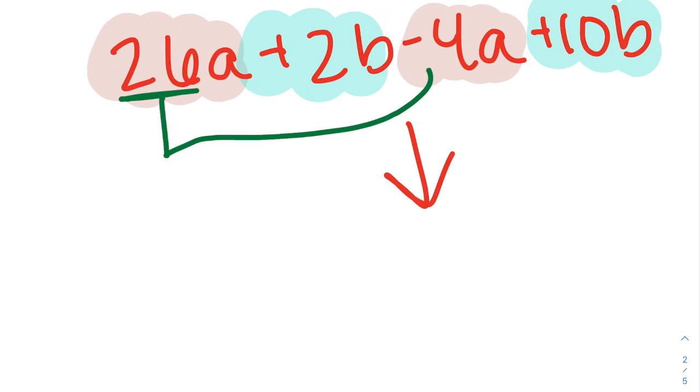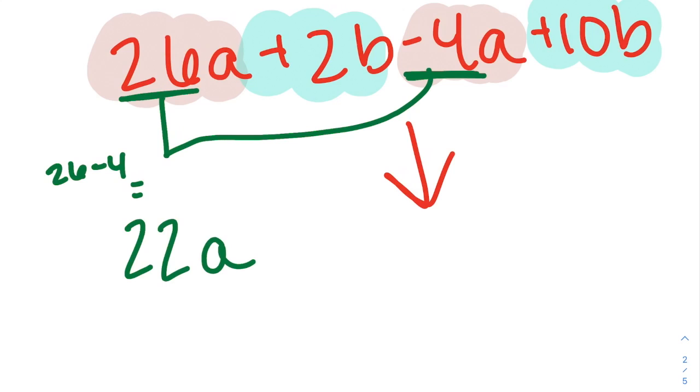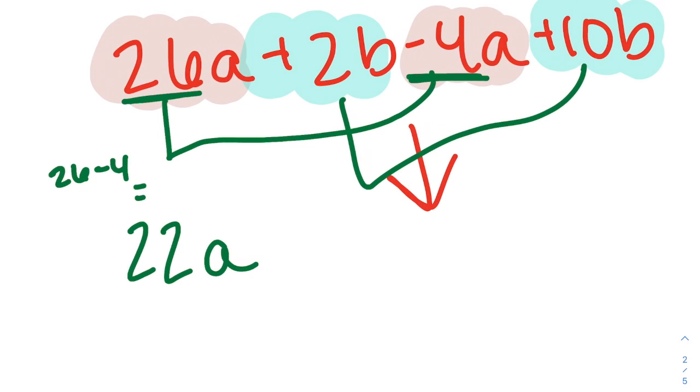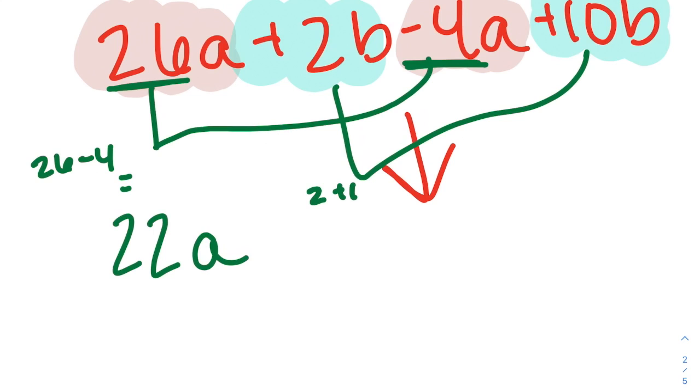So 26 a's in one hand and negative 4 a's in the other. So I'm taking 4a away from 26a, or rather I'm doing 26 minus 4, which is 22. So I have 22a. How many b's am I going to have? I have 2 here and I have 10 here. If I smash my hands together, clap, clap, clap, 2 plus 10, adding my coefficients, is 12. So I have 22a plus 12b.